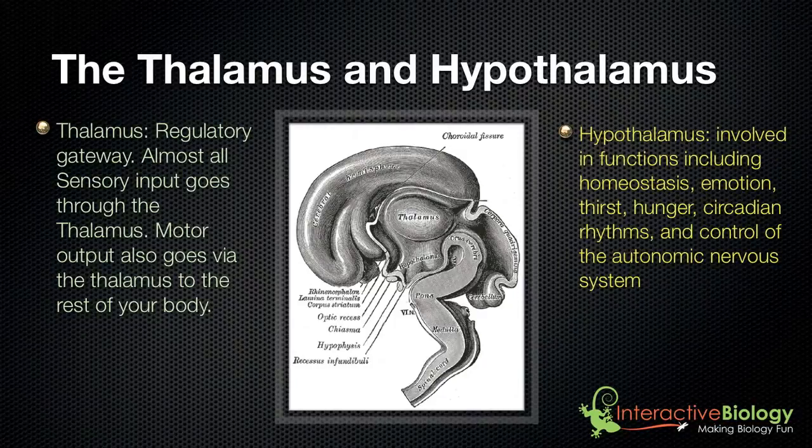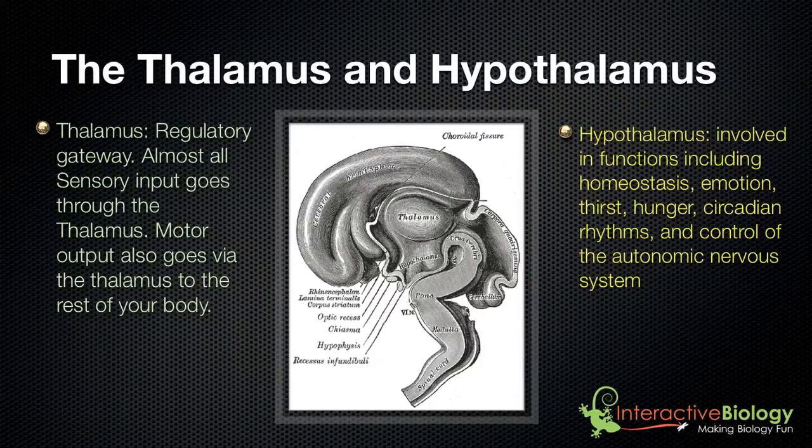The hypothalamus, and if you look at what this really means, hypo means under, and thalamus, of course, that's the thalamus. So this is right beneath the thalamus. This is involved in functions including homeostasis, emotion, thirst, hunger, circadian rhythms, and control of the autonomic nervous system.